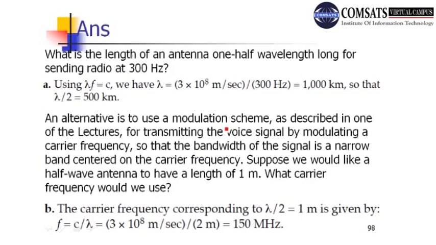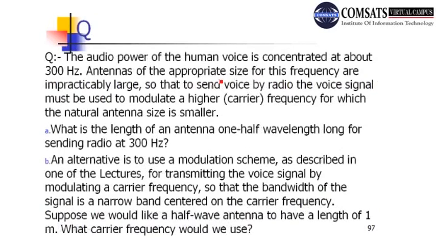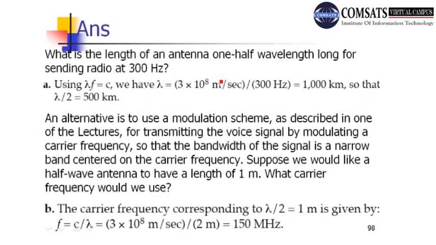If we solve the first use case, taking into account 300 Hertz frequency, again by using the same formula, you can see that lambda comes out to 1000 kilometer. It means if we want to transmit voice of 300 Hertz, we need to construct an antenna of length 500 kilometer, right? Even we can travel from here to Lahore when we talk about this size of antenna.